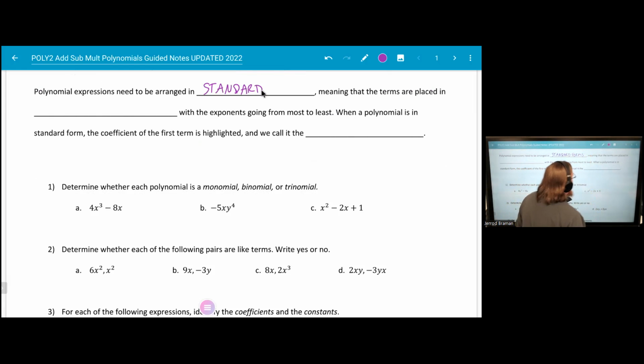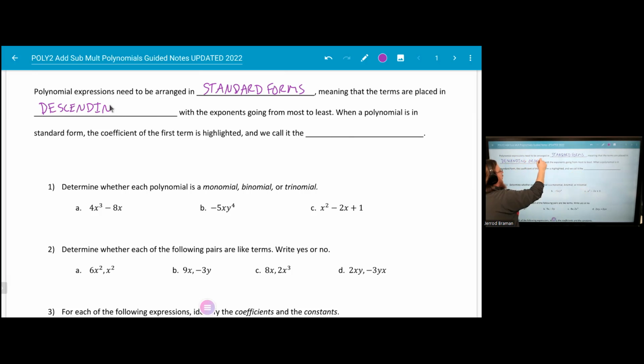We've done lots of standard forms before, for quadratics. We didn't talk so much about it for linear functions, but there is one for that too. What we're going to do is take the terms and place them in descending order according to the exponents, from the largest exponent to the smallest.